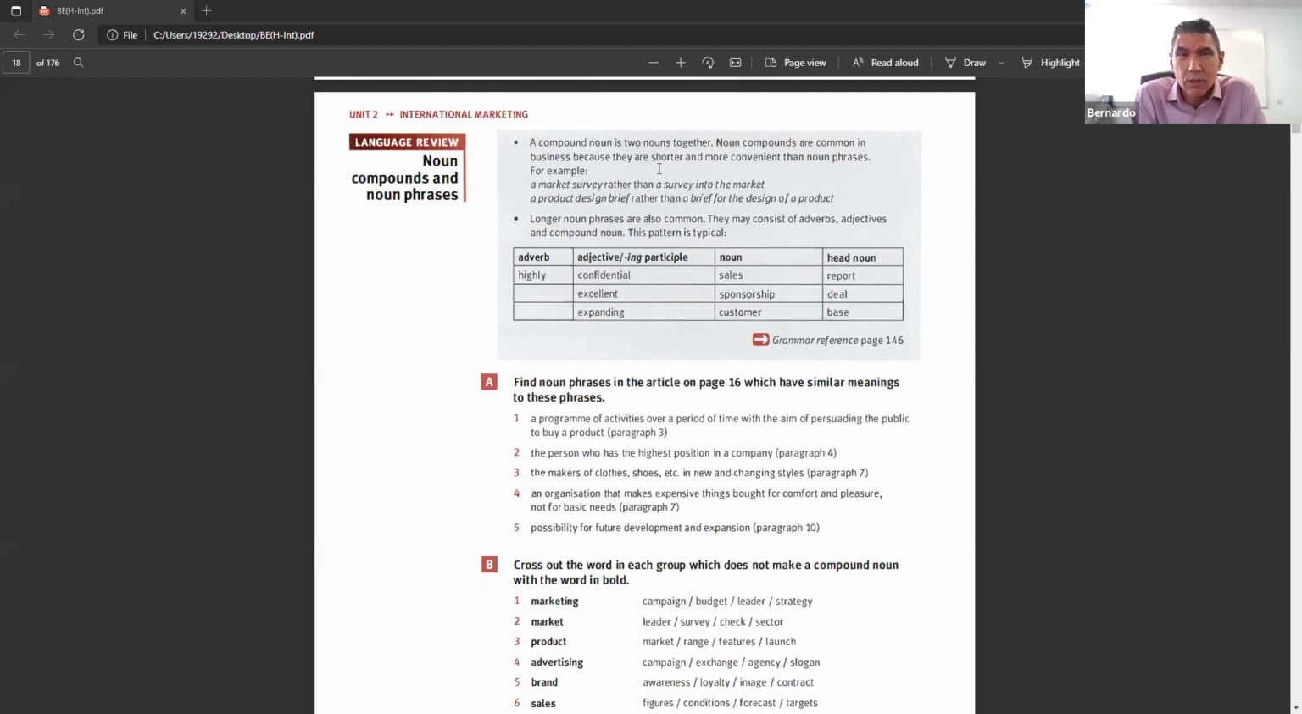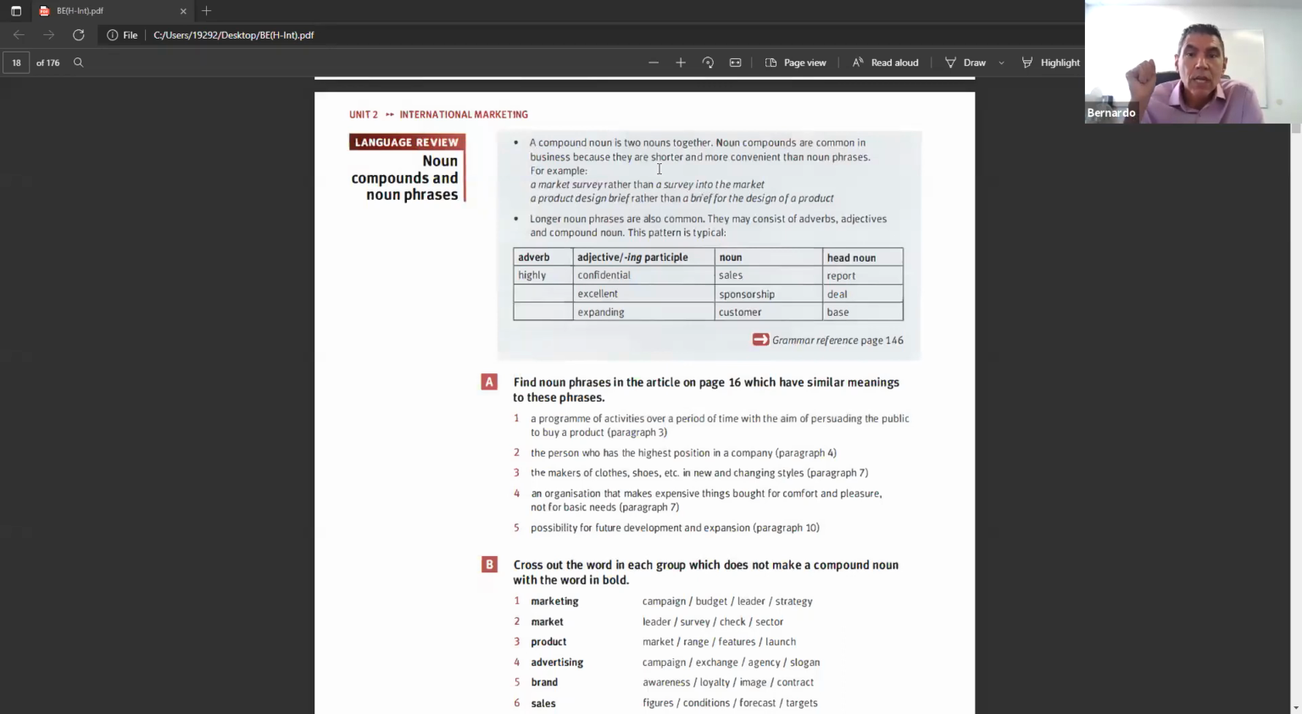This is why I was talking about this earlier. They may consist of adverbs, adjectives, then we have a noun and a head noun. Think again of a head noun as the main subject of the phrase. Like rice, brown rice, Spanish brown rice, right? But rice is our head noun in that case.